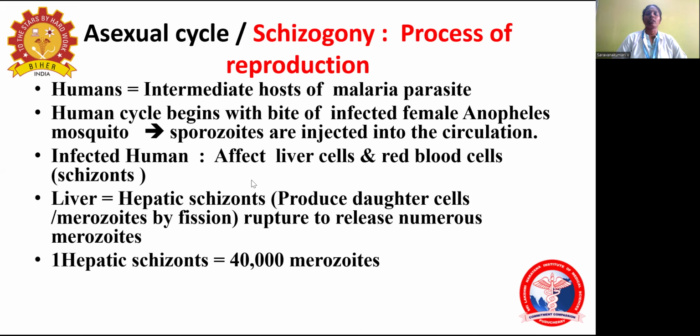This hepatic schizont undergoes binary fission and produces merozoites. These merozoites will be inside the schizont. With more divisions of the schizont, more merozoites accumulate inside the hepatic schizont. Later, there will be a burst of the merozoites. One hepatic schizont releases almost 40,000 merozoites.